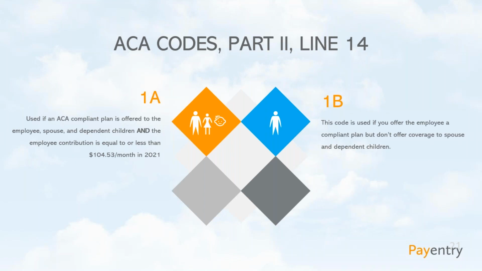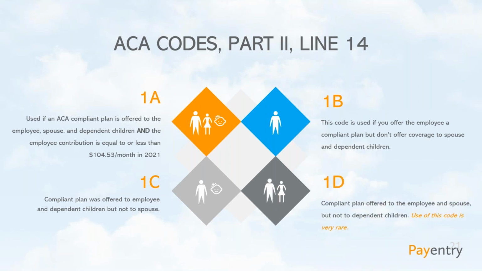Okay, 1B. This code's offered if you have a compliant plan, but you don't offer coverage to the spouse and dependent children. That makes you non-compliant because you are supposed to offer to the dependent children. You don't have to offer coverage to a spouse under the law. 1C is where a compliant plan was offered to the employee and dependent children, but not to the spouse, which is fine. And 1D is you have a plan that was offered to the employee and spouse, but not to the dependent children. This code would be used very rarely because you are not compliant with ACA if you're not offering it to the children.